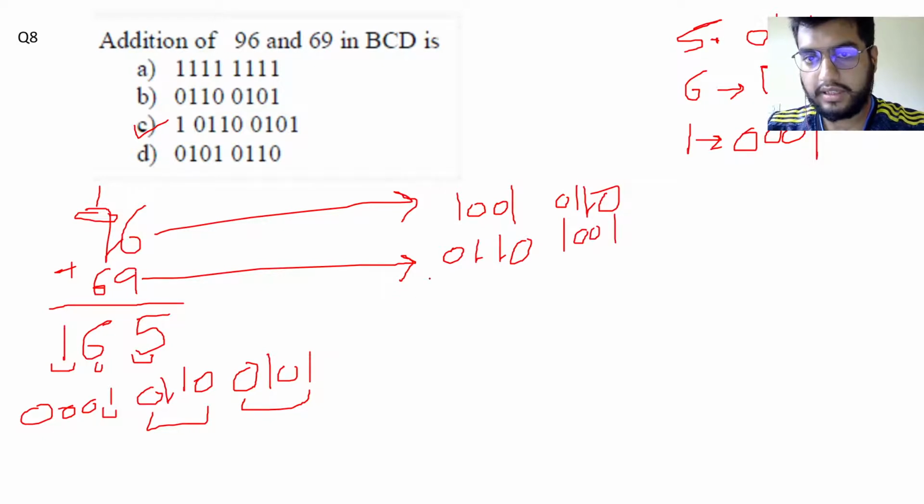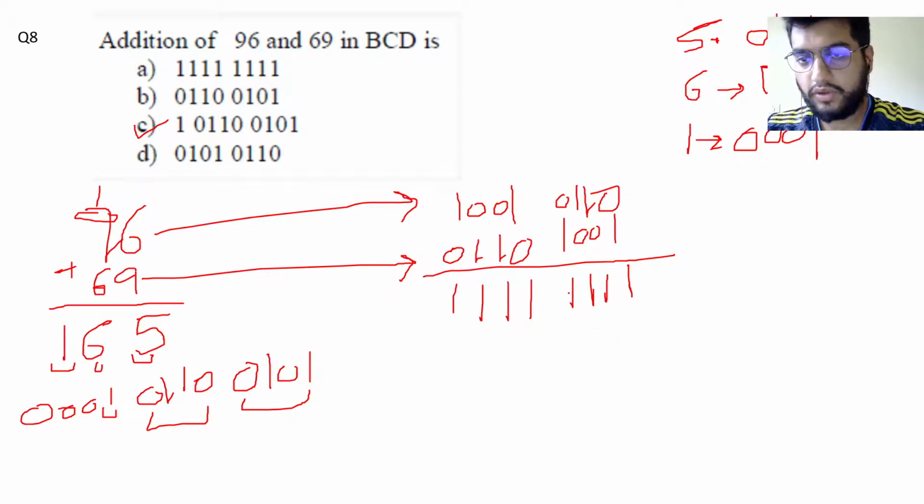1001, and just add them up. So 1 plus 0 is 1, 1 plus 0 is 1, and so on, so this is 1. If you carefully look at them, this is an illegal representation in BCD. So according to the convention, what we do is add 6 to both the numbers.